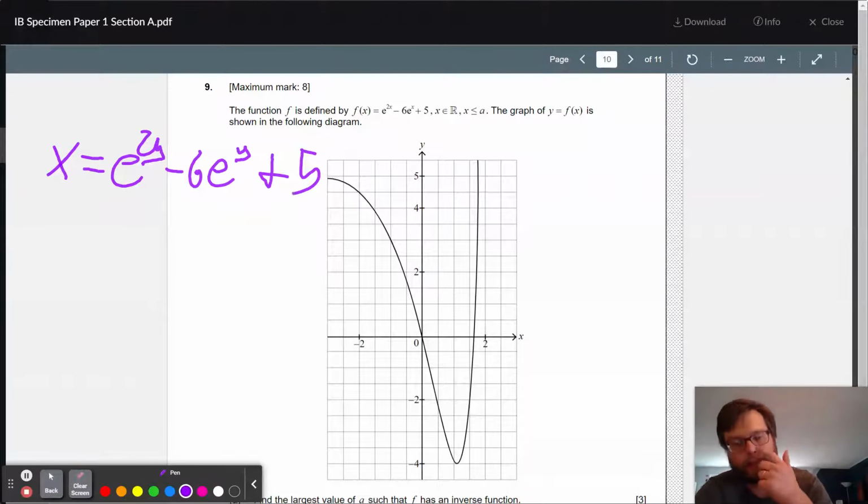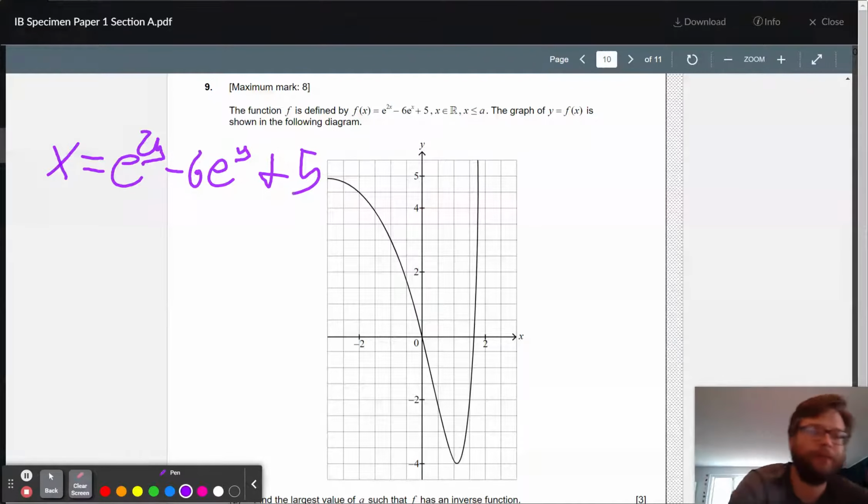And you look at this and say, well, I can't take a natural log because there are two different e to the y values. My first thought was to factor it, but that still leaves your y values in two different spots. So then I thought, oh, we can actually complete the square. This is a quadratic in terms of e to the y, and you can complete the square on it.